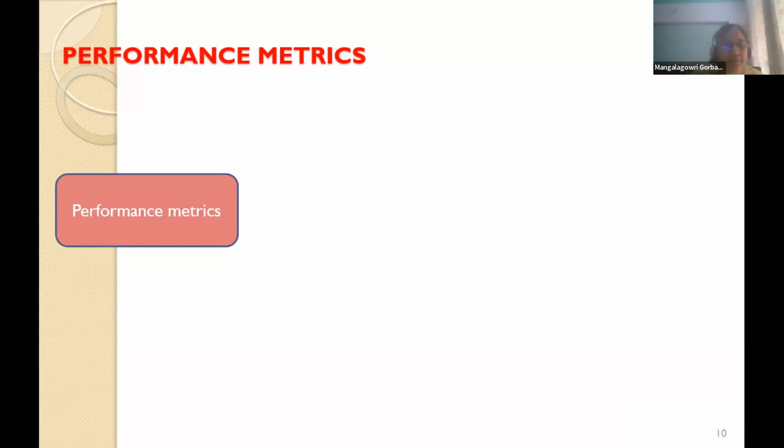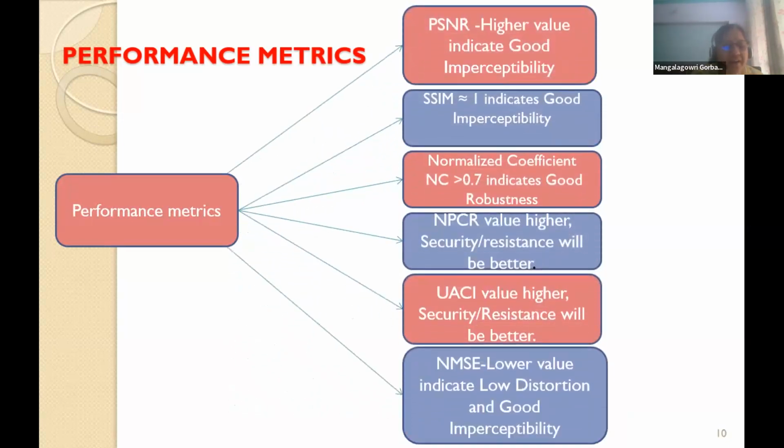Coming to the performance metrics, the quality of a watermarked image is measured by evaluating some performance metrics or benchmark tools. Here are the most important ones. First one is the PSNR, the peak signal to noise ratio, which mainly focuses on visual similarity between the original and the watermarked image. The higher the value of PSNR, the better the system and the more efficient it is.